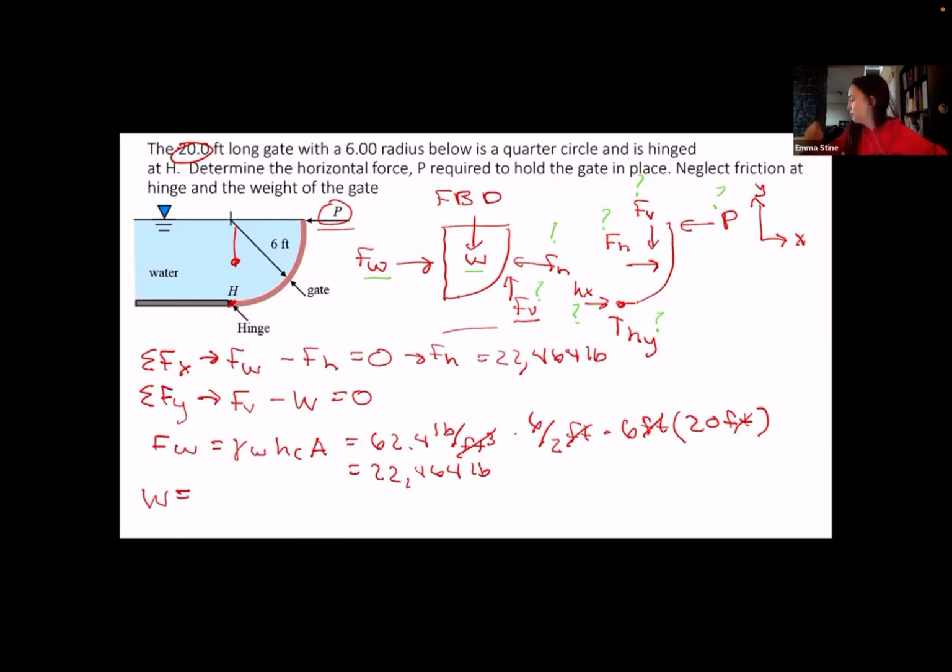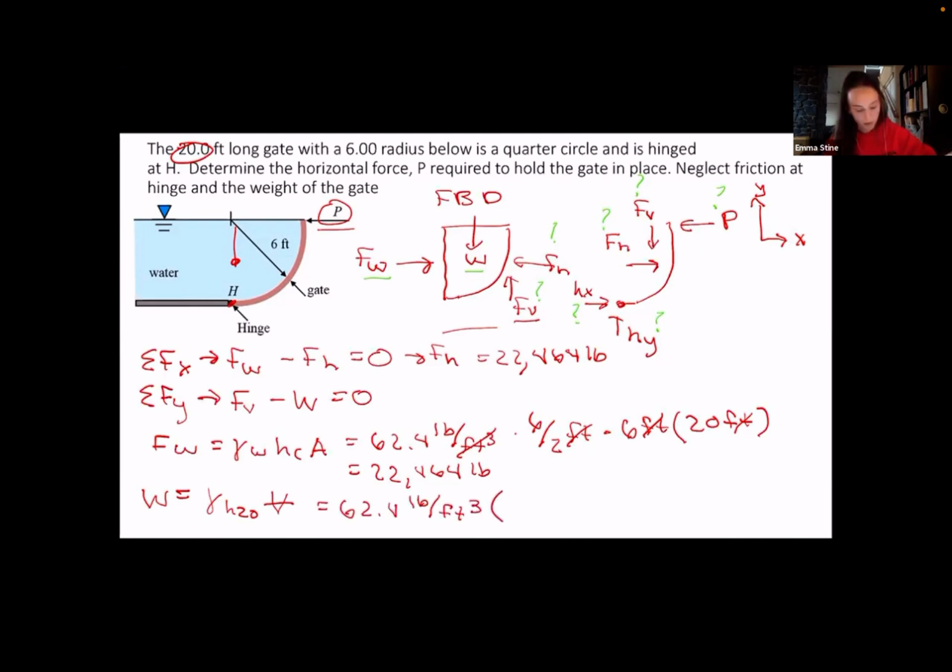Okay, next we have weight. That's going to be page 1 of our notes. So we're pros at this by now. That's gamma H2O times the volume of this little quarter circle thing. Gamma H2O, you guys have memorized because you're engineers. I don't have that memorized.